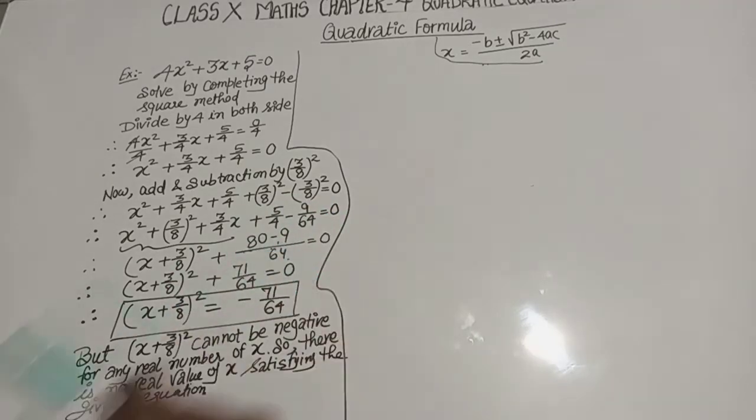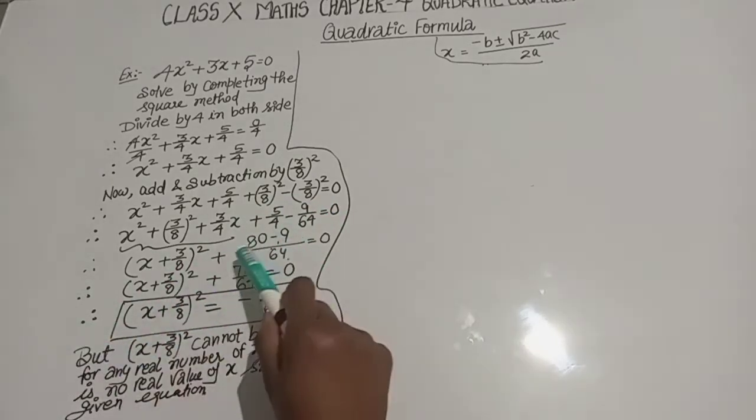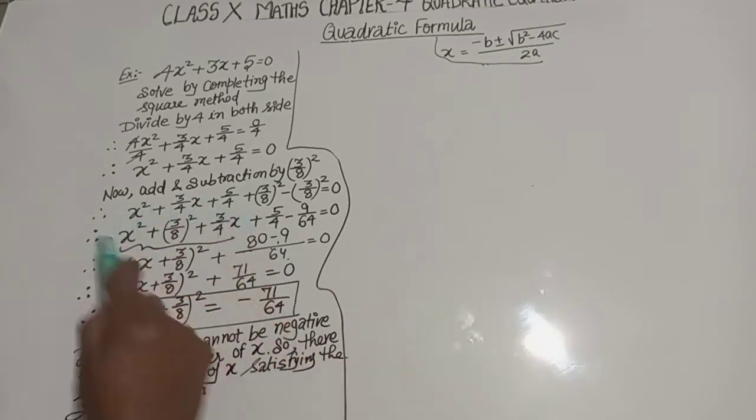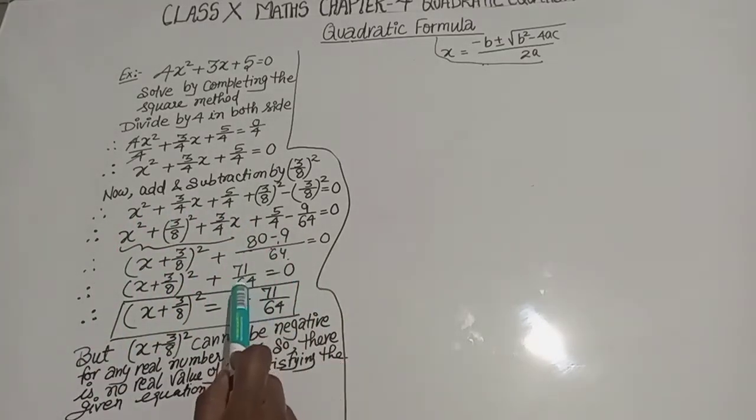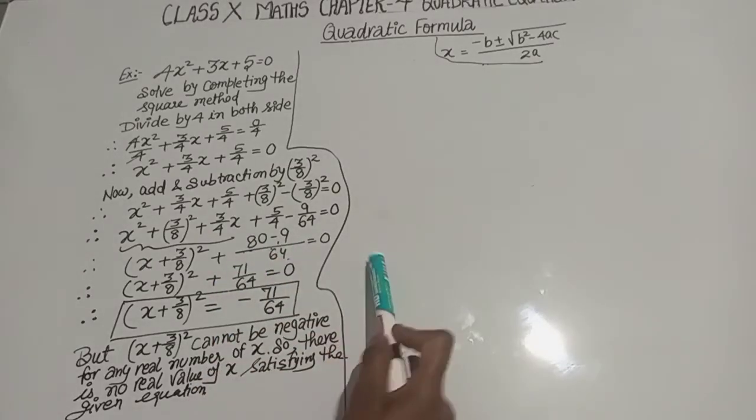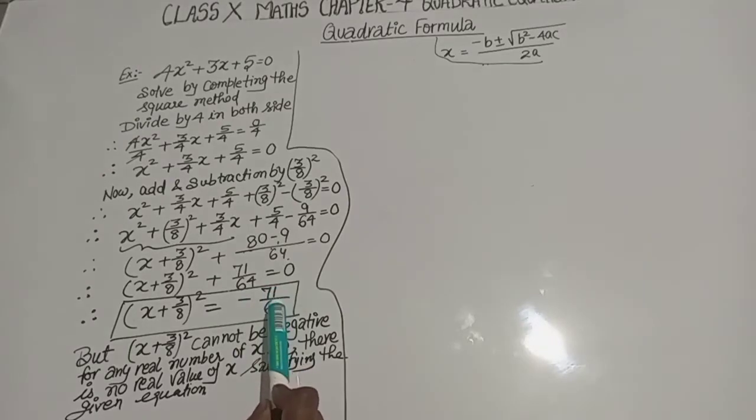So now taking the sum here, this portion is x plus 3 by 8 whole square. 80 minus 9 is 71 upon 64. When 71 upon 64 goes to the RHS, this becomes minus 71 upon 64.